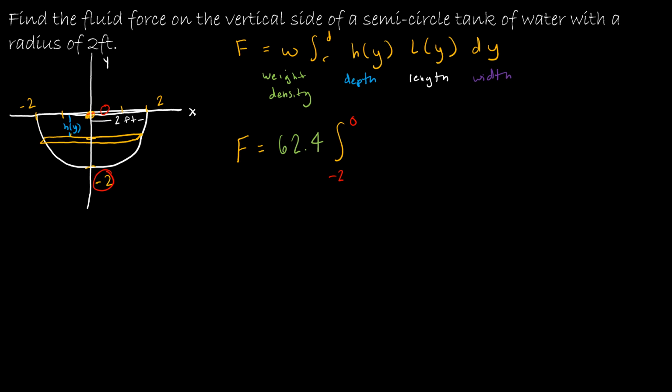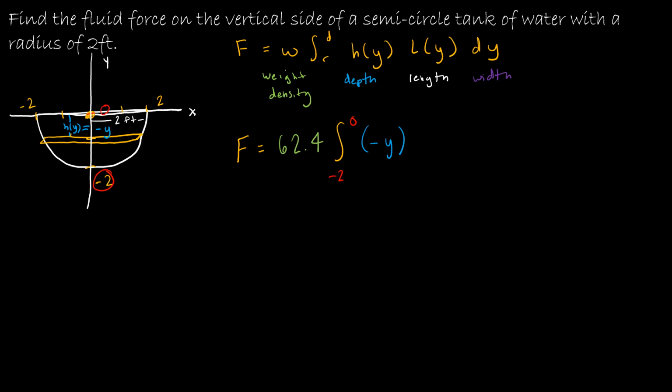Now because I chose to put my x-axis at the top of the figure, and my y value is going to be negative, I need my depth to be negative y. So my depth, h of y, is going to be equal to my negative y value. That's going to give me the depth of the water. So negative y happens here.